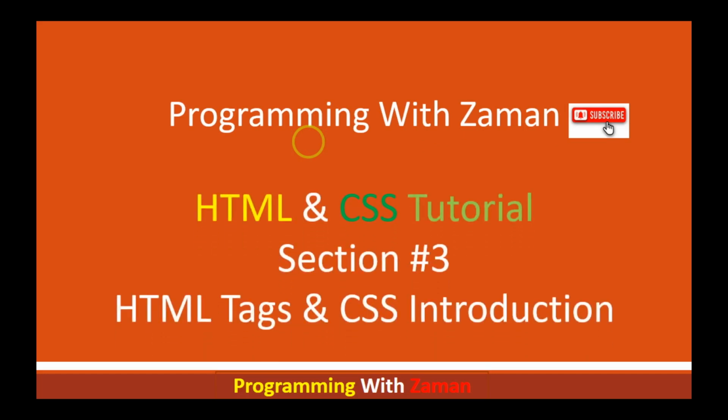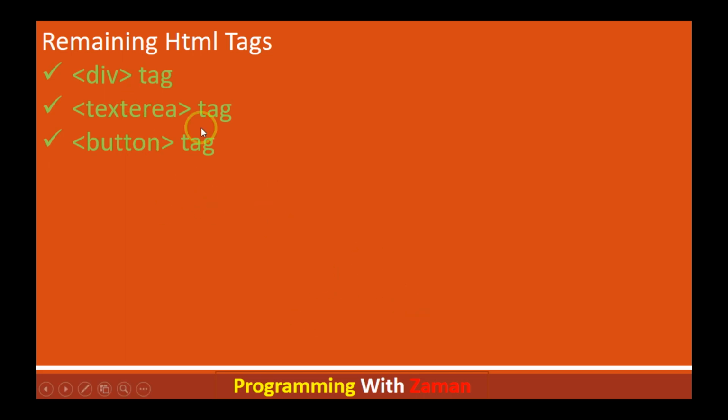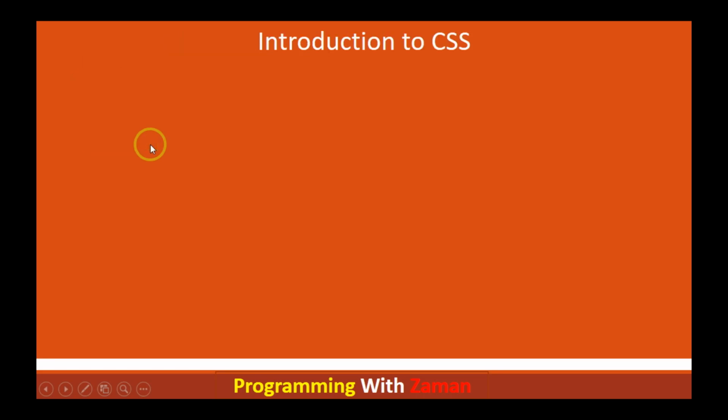HTML and CSS tutorial section number 3, HTML tags and CSS introduction. So in this section we're going to talk about the remaining tags of HTML and also the CSS introduction. The remaining tags of HTML are the div tag, textarea tag, and also the button tag. We will study these tags together, and after that we will have an introduction to CSS.